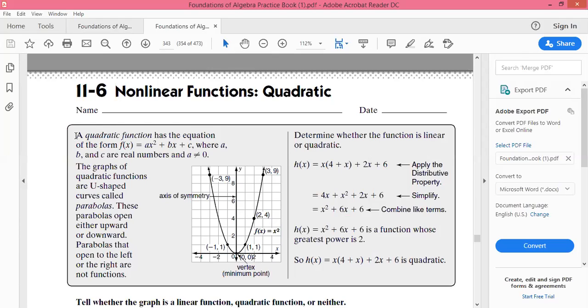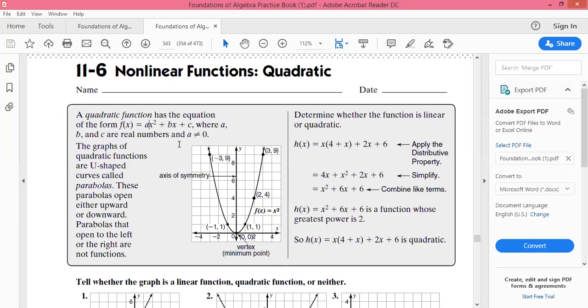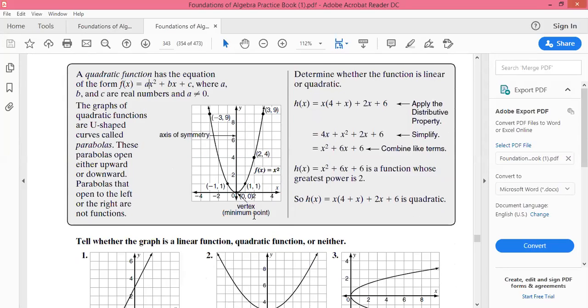A quadratic function, as you know, that we can write in the form of ax squared plus bx plus c. The values of a, b, and c can be different real numbers like 2, 3, 2 over 5. It can be anything. The graph will be U-shaped. The U shape, we call it a parabola.